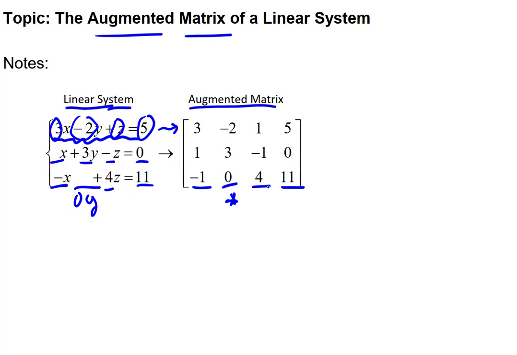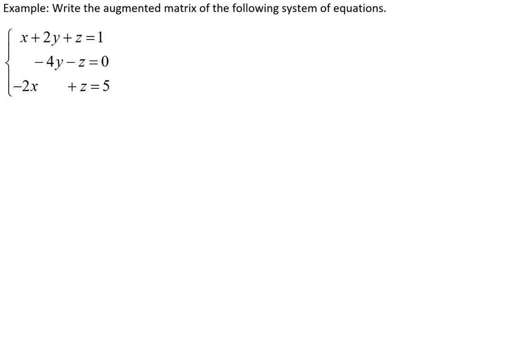Of course, if you understand this structure and translation, you could just as well go back and forth the other way if you were given an augmented matrix and wanted to go back into a linear system. Let's practice this with an example where we want to write the augmented matrix of the following system of equations. Our system has three linear equations, and they read as follows.